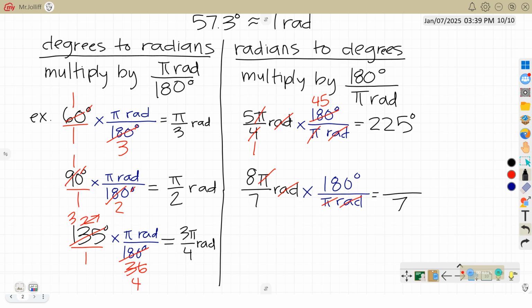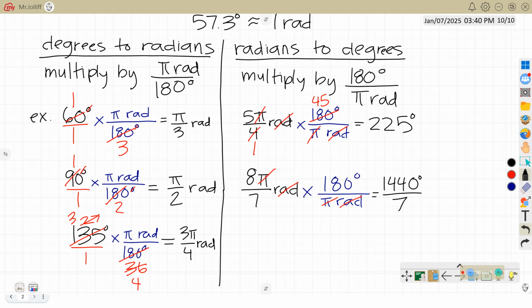I need to know what 8 times 180 is. And I'm pretty sure it's like 1,000 something. There we go. 1440. I knew there were 4s in there somewhere. And this is degrees. That's an exact answer.